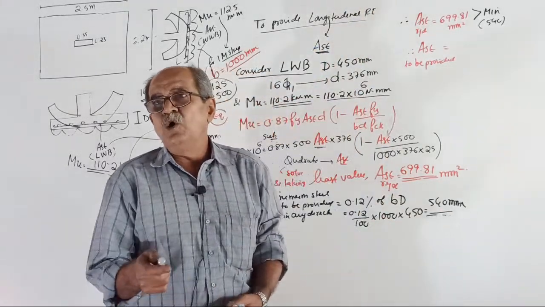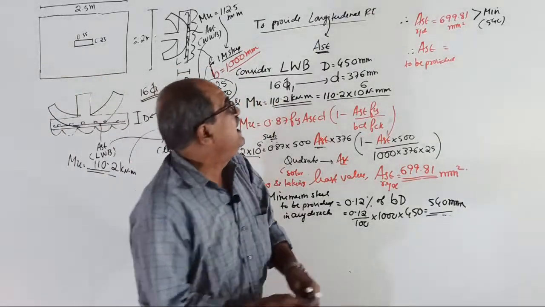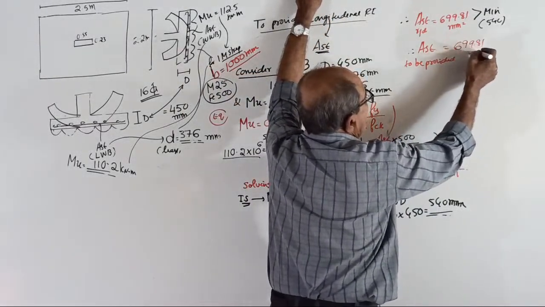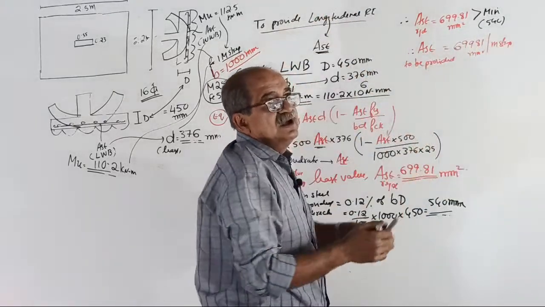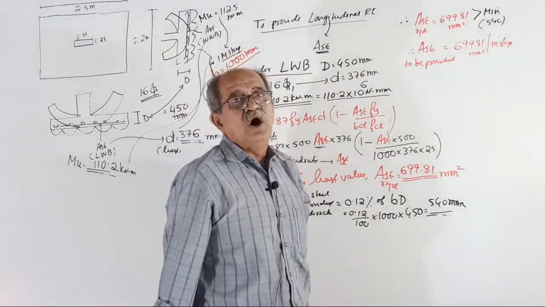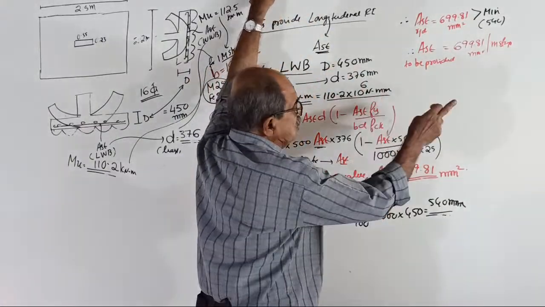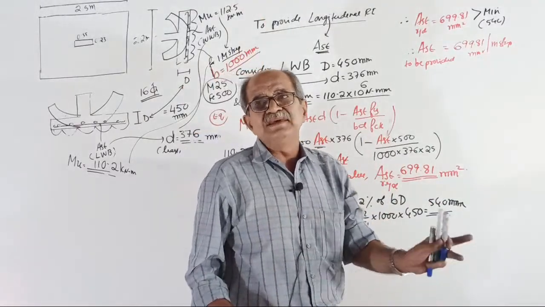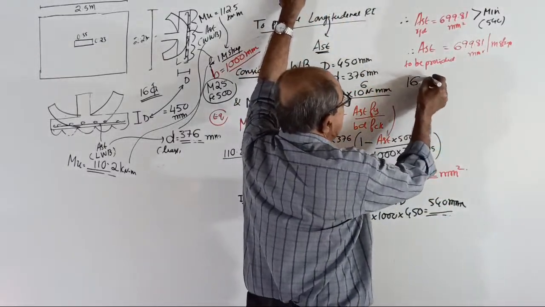Tell the answer. How much AST provided now? 699.81 mm square per meter strip. Okay. Now, make a note. Suppose by chance required steel is around 495. Then you cannot give 495. IS code told at least 540. Minimum 540. Then cancel, provide 540. Over.